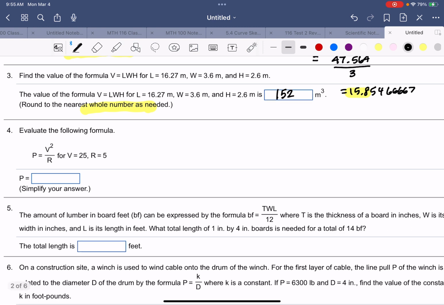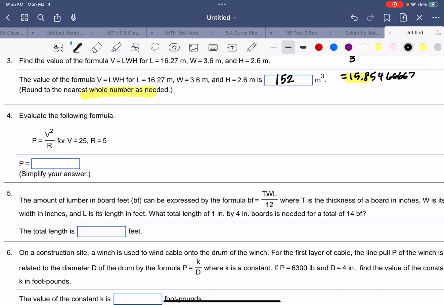Example number 4. P equals V squared divided by R, for V is 25 and R is 5. So we're going to be really careful here and follow our order of operations. So we have V, which is 25 squared, divided by 5. Now it's kind of tempting to go ahead and reduce 5 into 25, but that would be wrong. Order of operations says before we divide, which is what that would be, we need to do the exponent first. So that's 625 divided by 5, which comes up to 125. So P is 125.